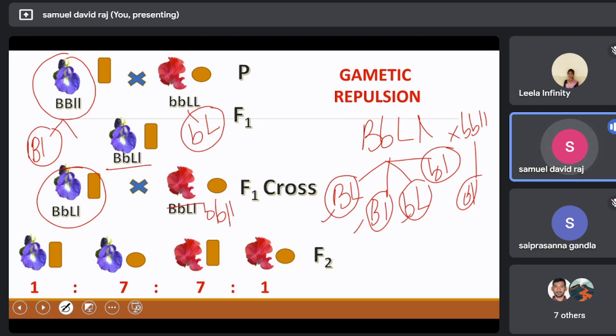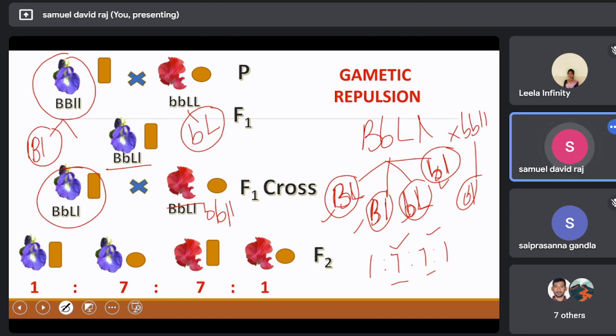So when all these are equal in number, the ratio will be 1 is to 1 is to 1 is to 1. But the ratio is 1 is to 7 is to 7 is to 1 for this experiment done by Bateson and Punnett. What do you mean by this? The gametes with capital B, small l and small b, capital L are produced more in number than the gametes with capital B, capital L, both dominant genes together, and small b, small l, which are produced very less in number.